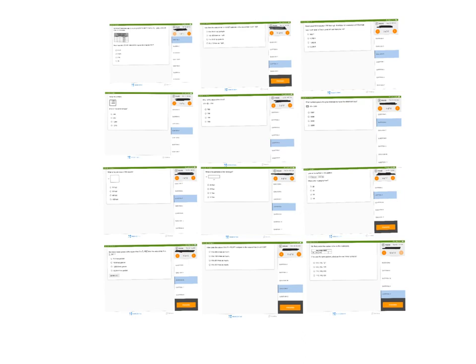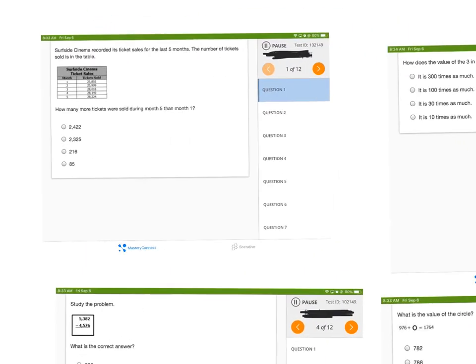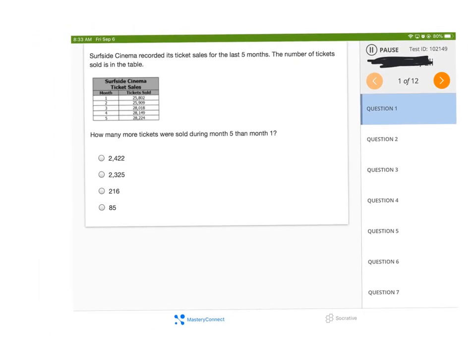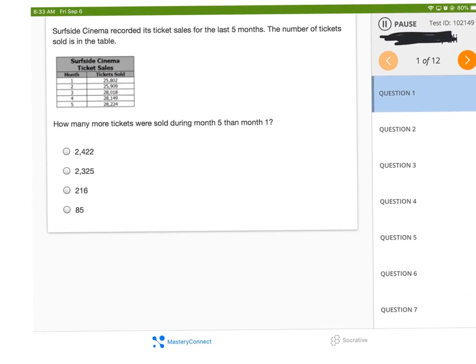Alright, today we're going to be going over our study guide from Unit 2. So if you will look at your paper and follow along. These are screenshots from the Mastery Connect page.